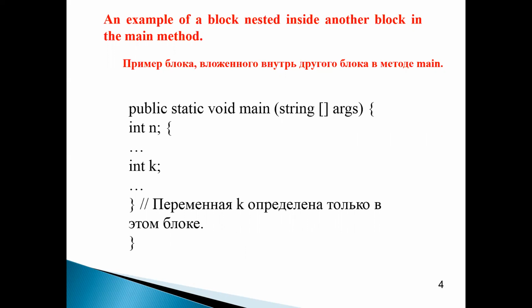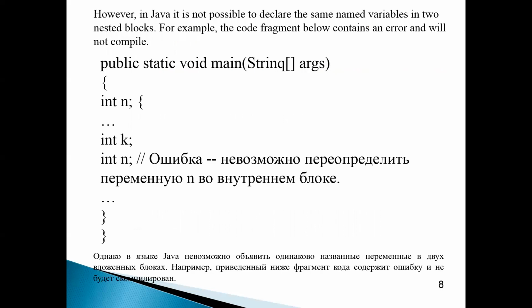Okay, guys, please look at slide number 4. You can see an example of a block nested inside another block in the main method. However, in Java, it's not possible to declare the same named variables in 2 nested blocks. For example, the code fragment below contains an error and will not compile.